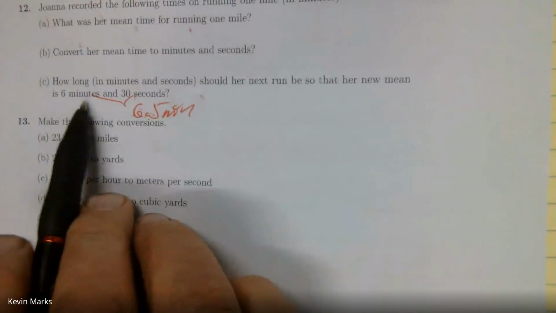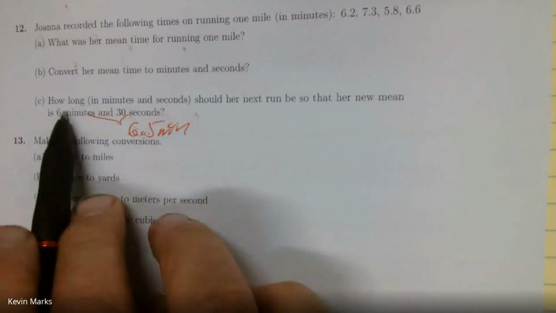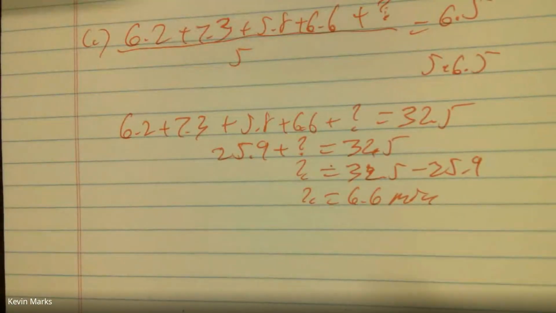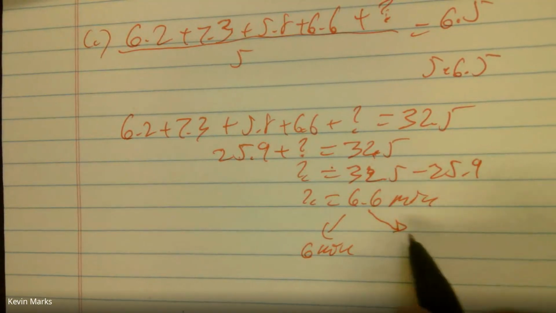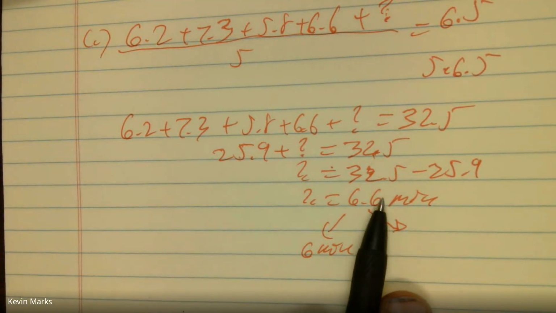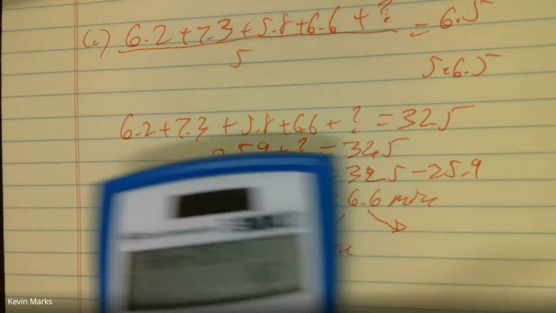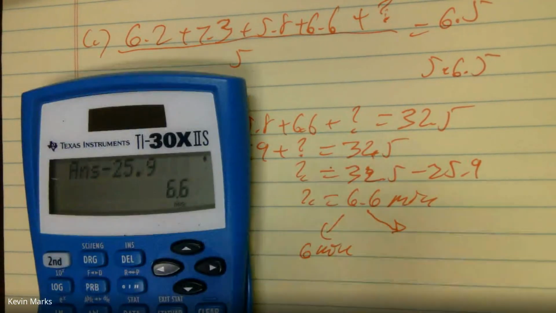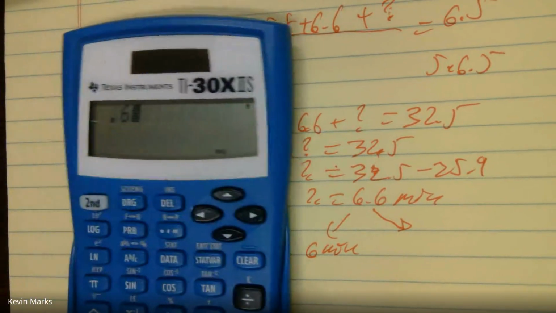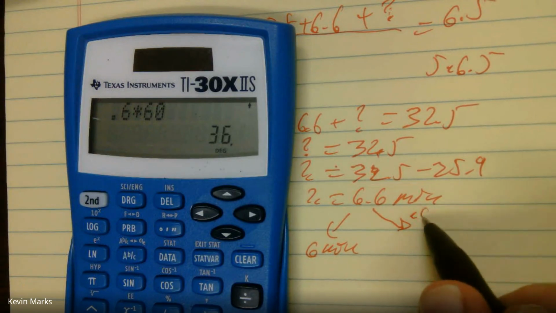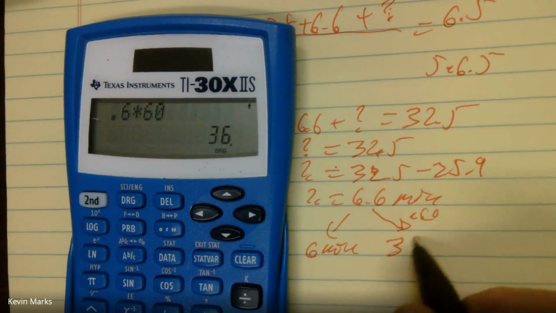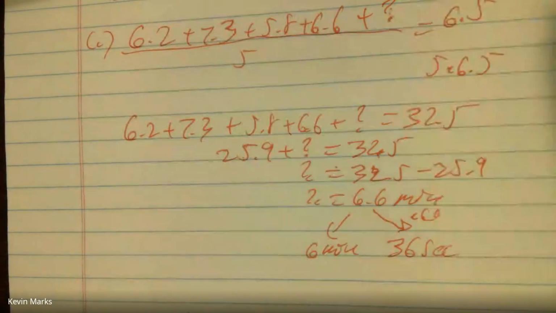So what they wanted was minutes and seconds. How long in minutes and seconds? Again, this is 6 whole minutes, and this is part of a minute. That's not 6 seconds or 60 seconds. That's a little bit more than half a minute. So you'd have to take that 0.6 and multiply by 60 because there's 60 seconds, right? So it's really going to be 36 seconds.